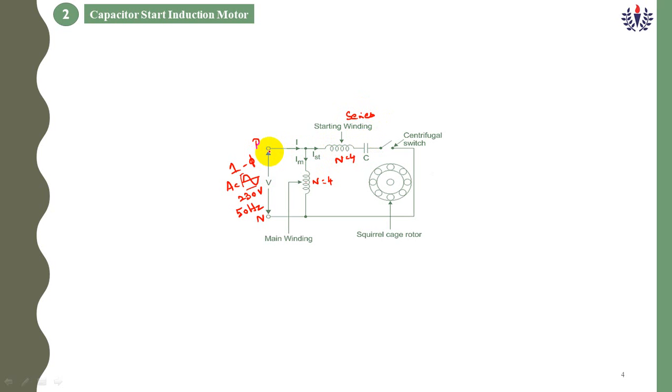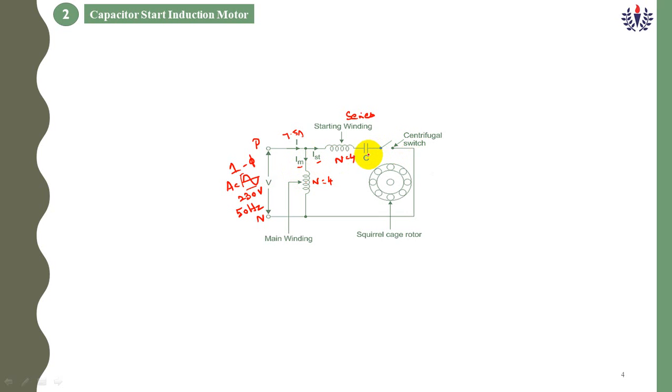Since we are operating a single phase current of 7.5 ampere, which gets to the parallel part, it is equally distributed. The current flowing in the starting winding, the notation is IST. The current flowing in the main winding, the notation is IM.